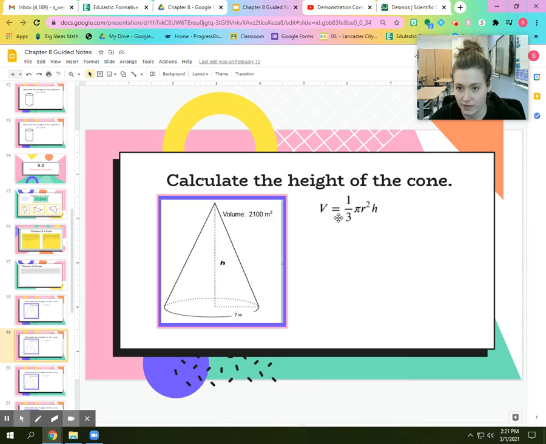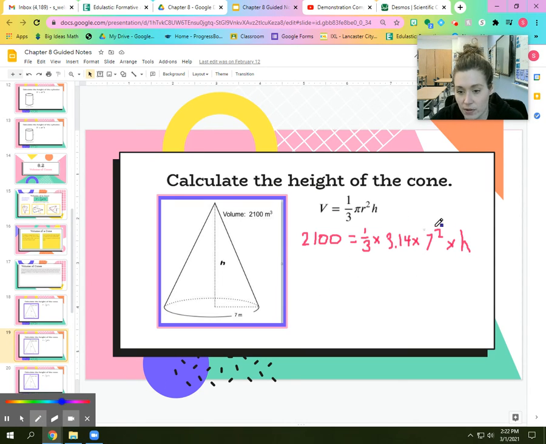All right, we're going to look at another one together. In case that was a little confusing, we'll walk through another example. So this time I have a cone with a volume of 2,100. So we put that in for the volume. We say 2,100 equals 1/3 times pi, the 3.14, times the radius, 7 squared, times we don't know the height, so we just put h. We're solving for the height.